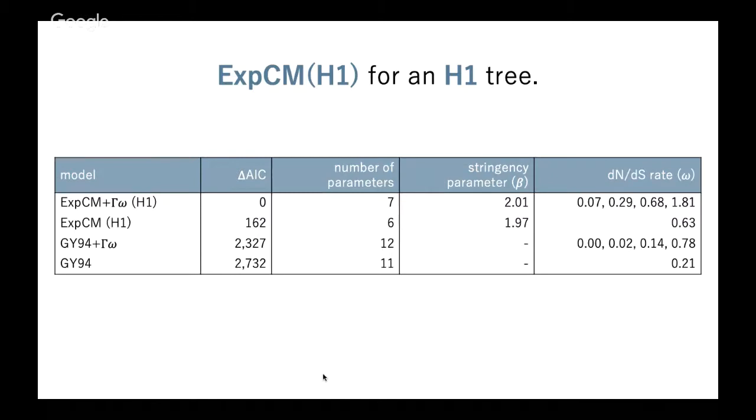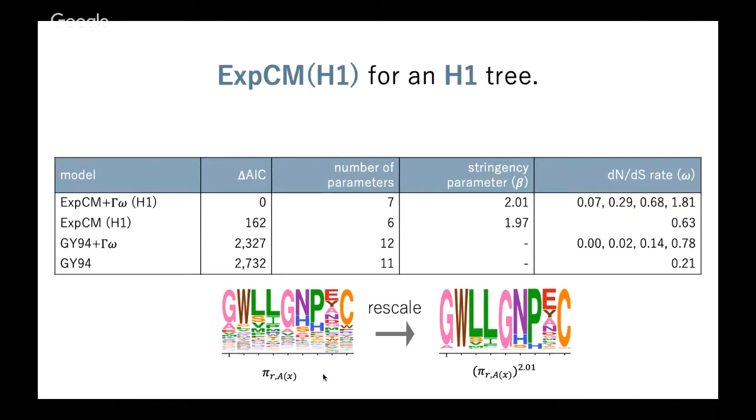We can also look at the fit parameter values, specifically omega and beta. The GY94 model doesn't have this stringency parameter beta, but for both of the ExpCMs, the beta value is fit to a value greater than 1. We'd interpret this as selection in nature preferring the same amino acids as selection in the lab, just with a higher stringency. As a visual, here's a snippet on the left of the preferences unscaled, so beta equal to 1, and here they are rescaled with a beta equal to 2.01.